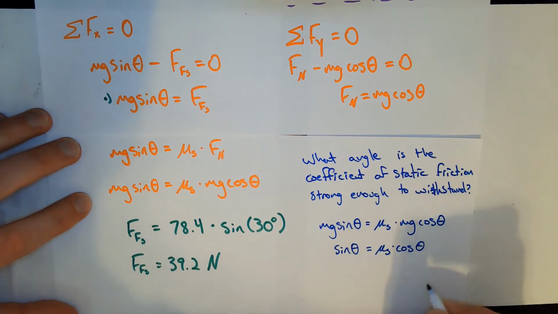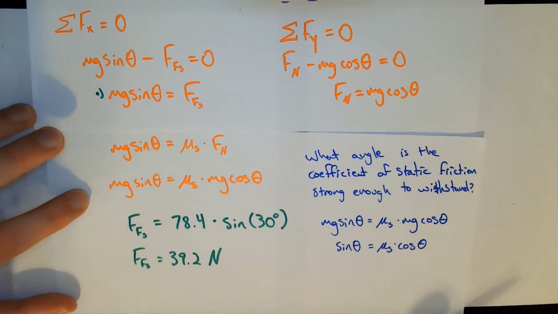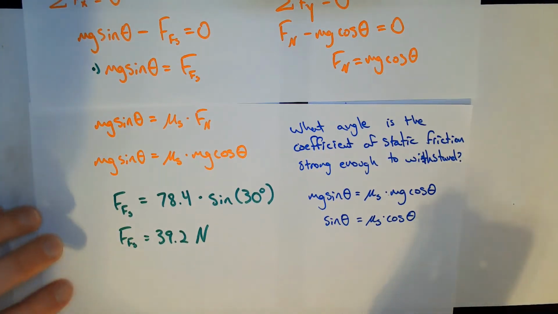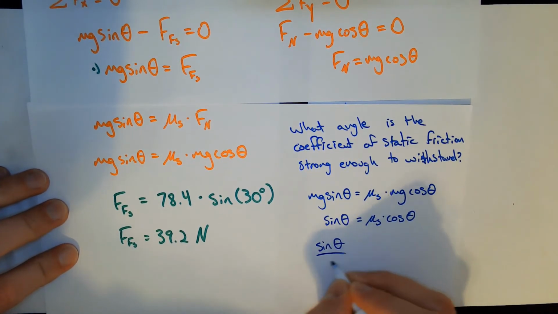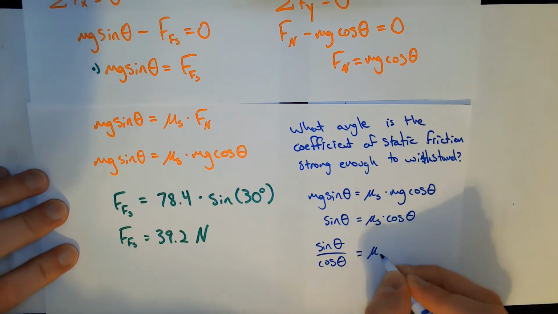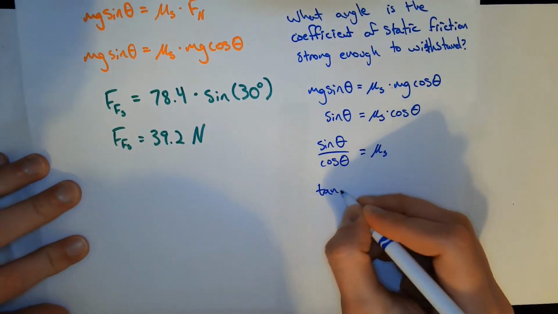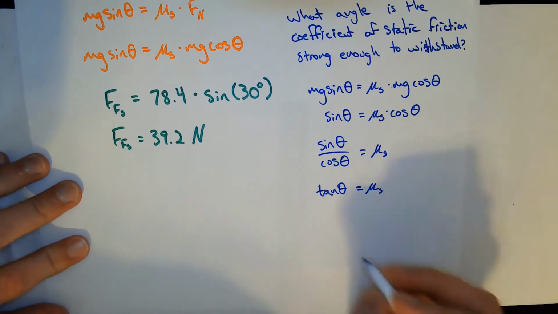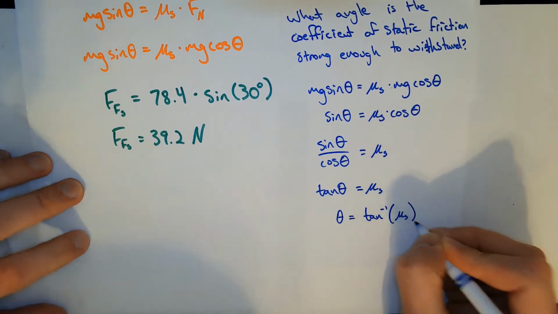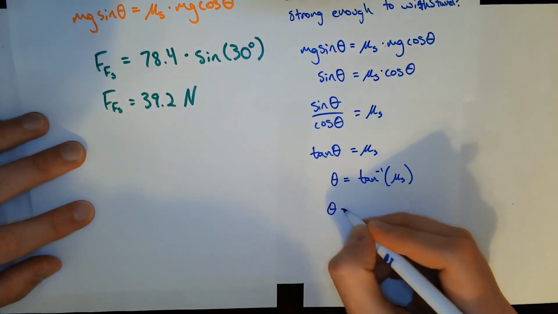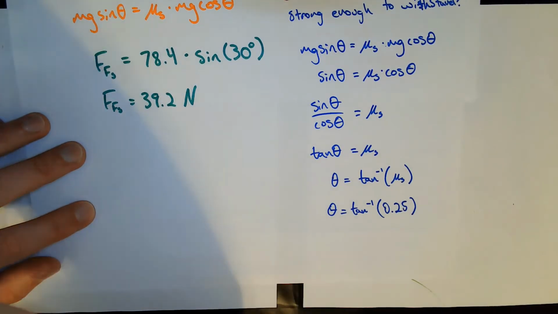Well, what can I do here? Because I've got two trig functions, both with that angle built in, some angle that I'm looking for. I'm definitely going to want to use inverse trig functions, but there's two separate ones. But what if I say sine theta over cosine theta is equal to mu sub s, but that's just tangent theta. That means theta is going to be whatever tangent inverse of mu sub s is. In this case, 0.25. And what is that going to give me?